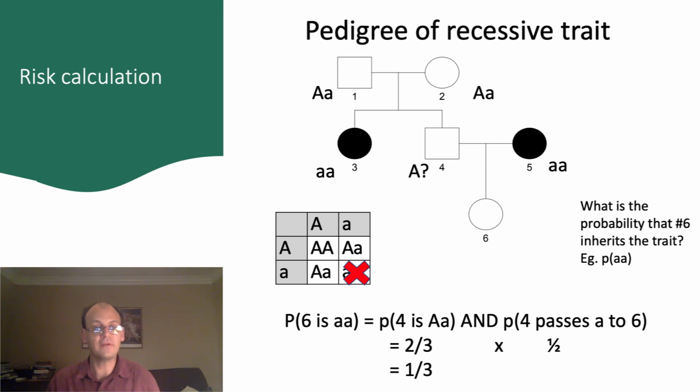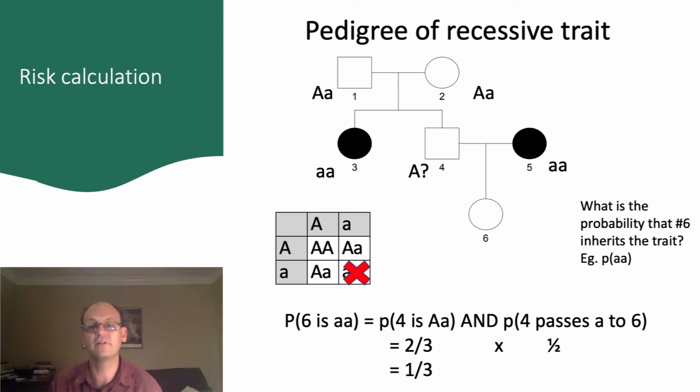Now, if he is a carrier, what's the chance that he passes his recessive allele to his daughter? Well, he can pass each allele with a 50% probability. So 2 things must be true in order for individual number 6 to be affected. First, number 4 must be a heterozygote, and secondly, he must pass his recessive allele to his daughter.